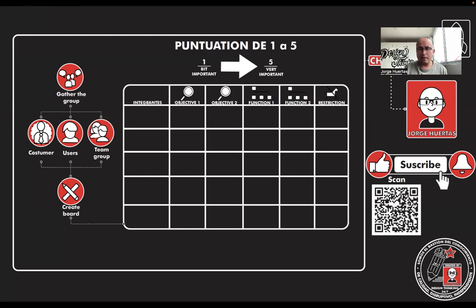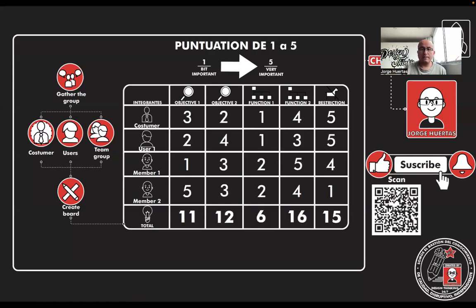So the board is divided in the following parts. At the top, you will have the objectives, you will have the functions, and you will have the restrictions. Then you will have who's the customer, who's the user, and the different team members. It could be 2 or it could be many. At the end, you will have to have the total. The total is very important because that will allow you to know how much everything is.